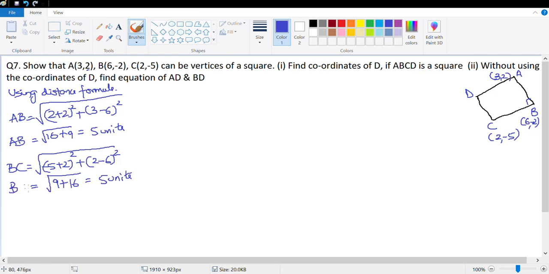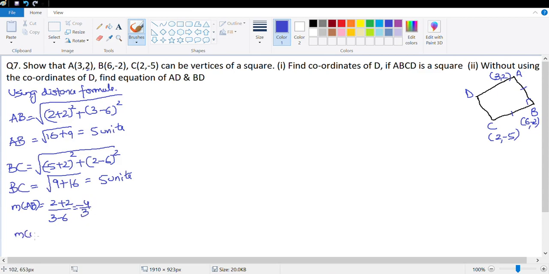So now I know that AB and BC are equal. So this could be a square. Now let's check the slopes. First, let's find the slope of AB. Slope of AB would be y2 minus y1. So this is 2 minus negative 2, that's 2 plus 2, upon x2, that's 3 minus 6, that's 4 upon negative 3, right? 4 upon negative 3, which means negative 4 upon 3. Done. So this is negative 4 upon 3.